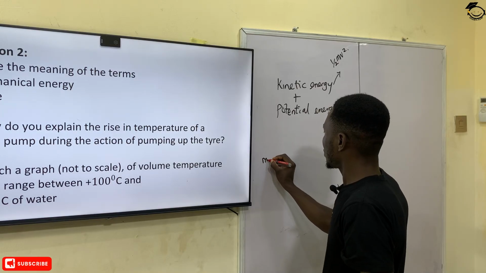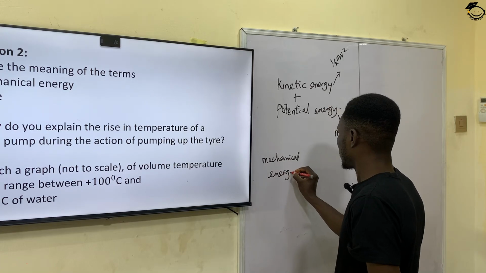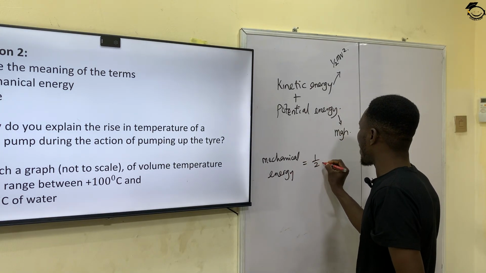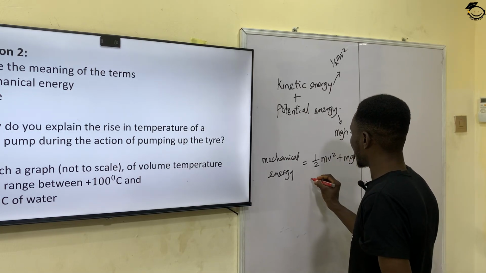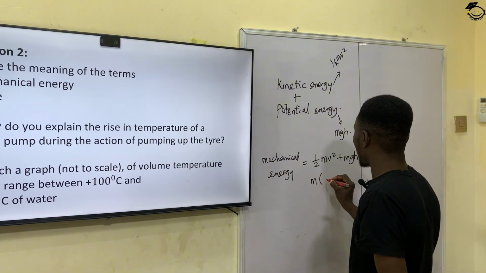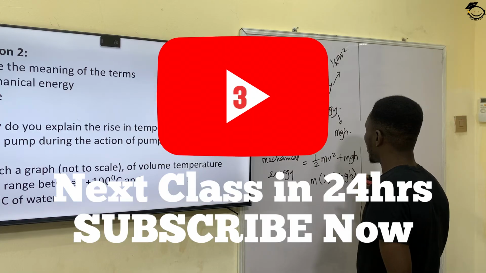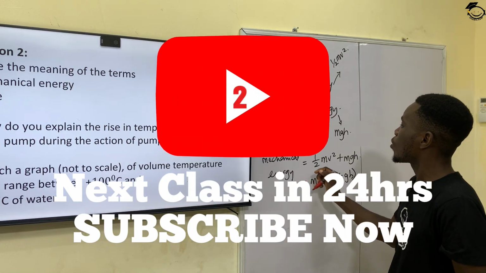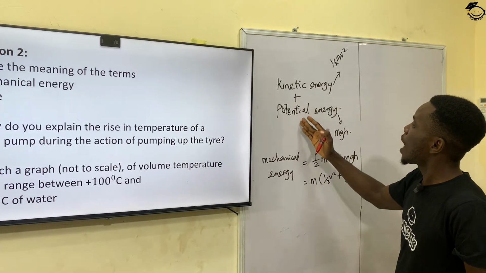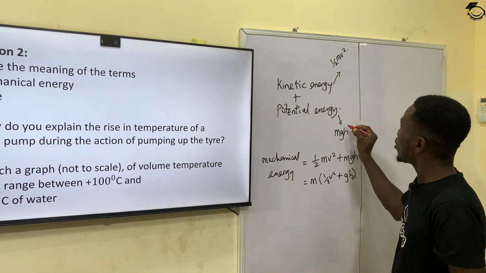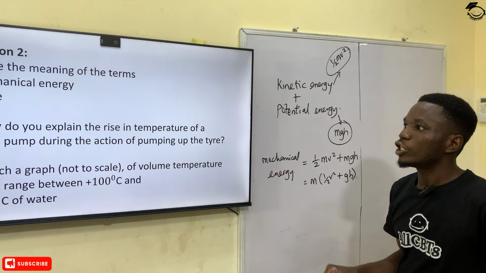The kinetic energy is half mv squared, while your potential energy is mgh, which means that your mechanical energy is equal to half mv squared plus mgh, which is the same thing as saying m open bracket half v squared plus gh. So this is your formula for your mechanical energy, because it is the addition of your kinetic energy and your potential energy. While your potential energy is talking about energy at rest, your kinetic energy is talking about energy due to motion.